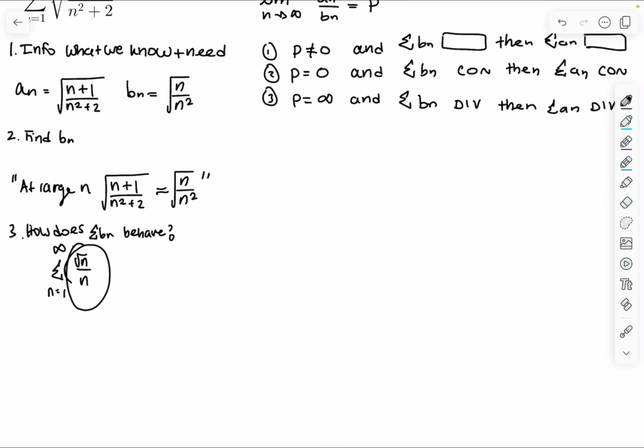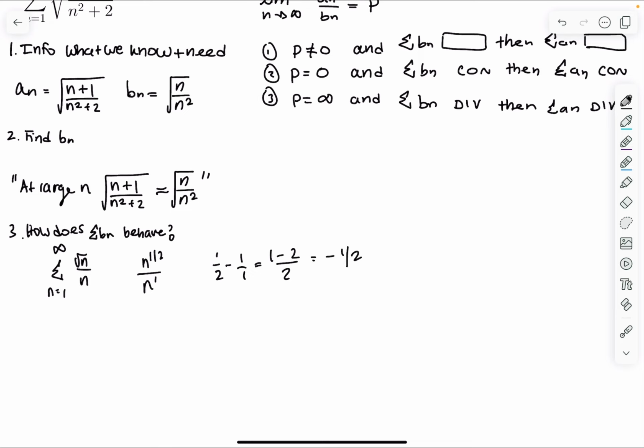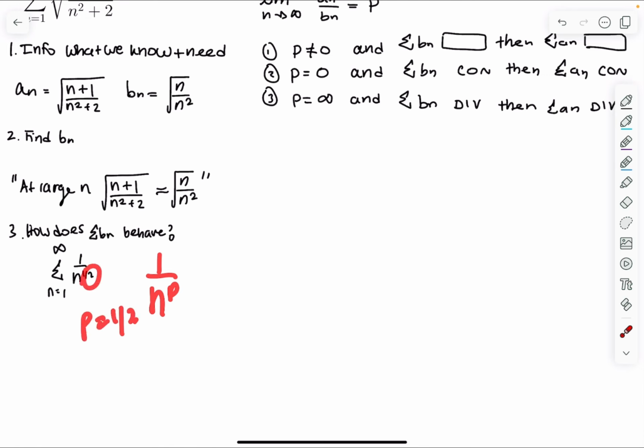But that's still not really a form that I recognize, so maybe I can rewrite it even further as n to the 1/2 over n to the first power. So 1/2 minus 1, that's negative 1/2, meaning that we have 1 over n to the 1/2 at the bottom. Now that is a form that I can recognize, because this is in the form of 1 over n to the p, where p is equal to 1/2, so I know I can use the p-test.